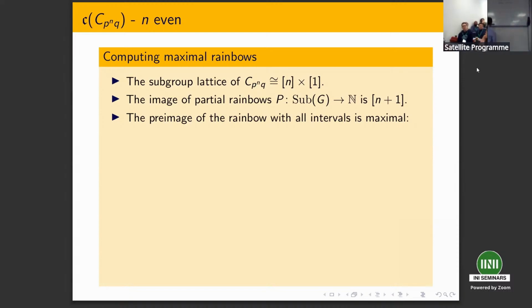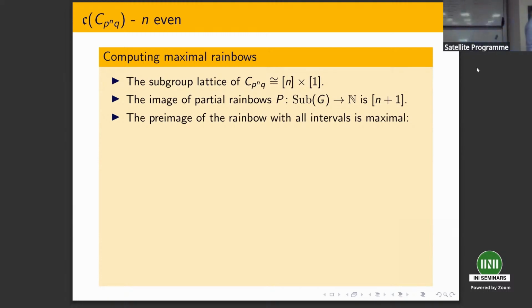So the subgroup lattice, I will draw this here in general. My subgroup lattice is nothing more than this grid, right? So I have one dimension here, and here I have n. So the image of partial rainbows, if I apply this map P and I push Sub G down to the natural numbers via this method, here I have the subgroup C_{p^n q}, which lands at n plus 1. Well, if n was even, this is going to be odd, right? So this is going to land at n plus 1, and n plus 1 is odd.